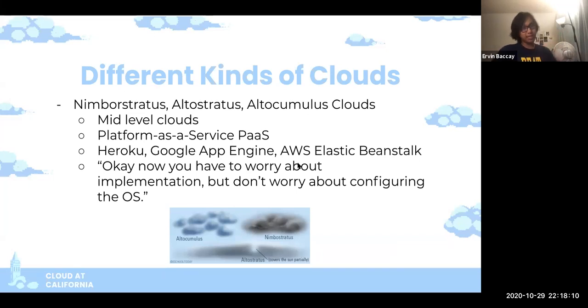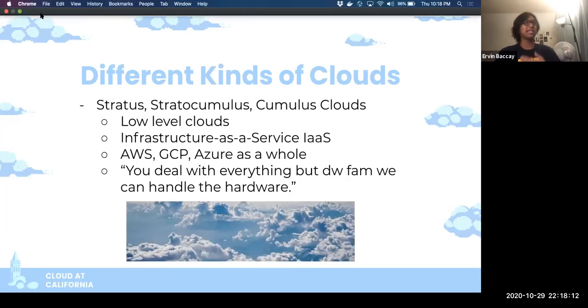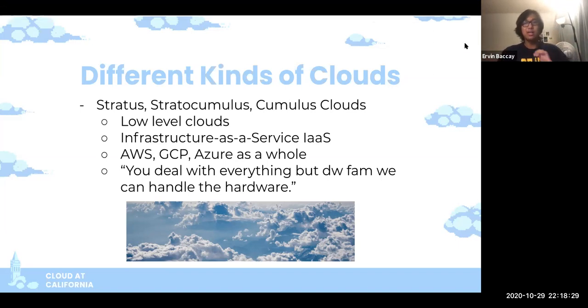Moving from there, just because we have to talk about it, are the stratus clouds, the stratocumulus and the cumulus clouds. And these are low-level clouds. This is infrastructure as a service rather than just a platform to have everything on. So all of AWS, all of GCP, all of Azure as a whole falls under this level of clouds. You have to deal with everything, but don't worry about the hardware. So you don't have to buy your own GPUs. You don't have to buy your own CPUs.